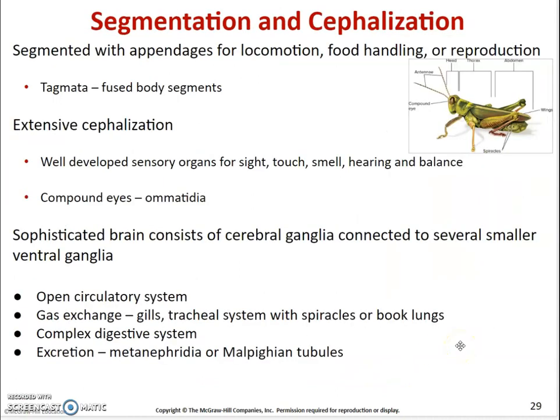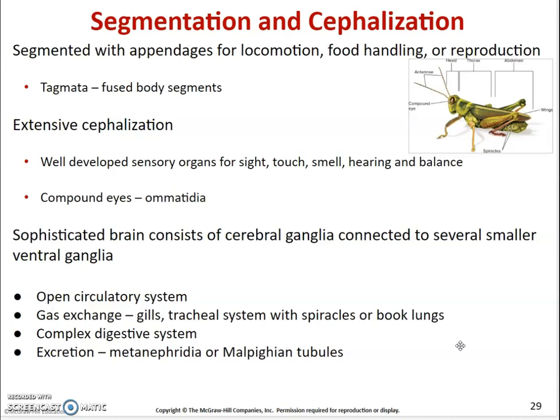The most important thing we see arise is this segmentation of body parts and cephalization. And so they have a head, a thorax, an abdomen, right? And these are called tagmata, and they are fused together body parts, which help with them having separate functionality in each section. So some of the organ systems that we see are in different sections of the body. The extensive cephalization means they have really good sight, smell, hearing, touch, balance. They have senses in all of these sensory organs.